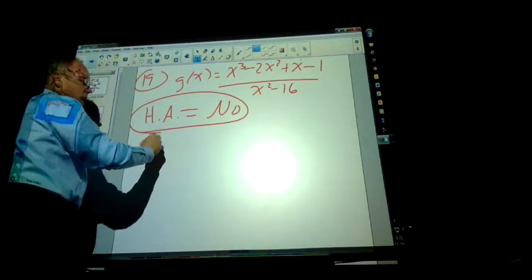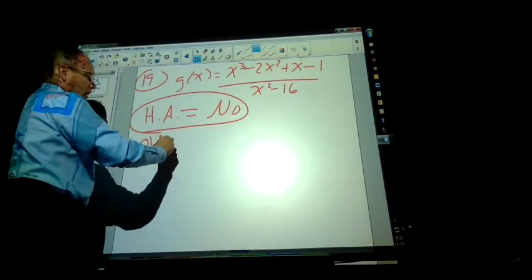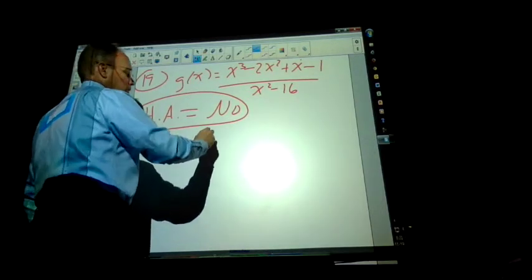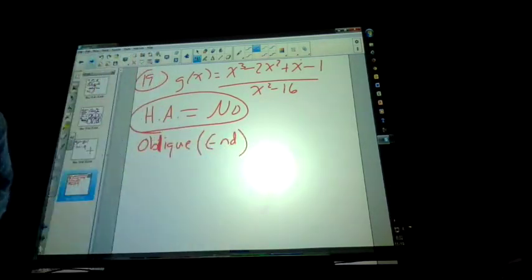Does this have an oblique asymptote, which is end behavior? Yes. How do I find it, though? How do I find the end behavior asymptote to this problem? We worked on it last week. Before synthetic division.